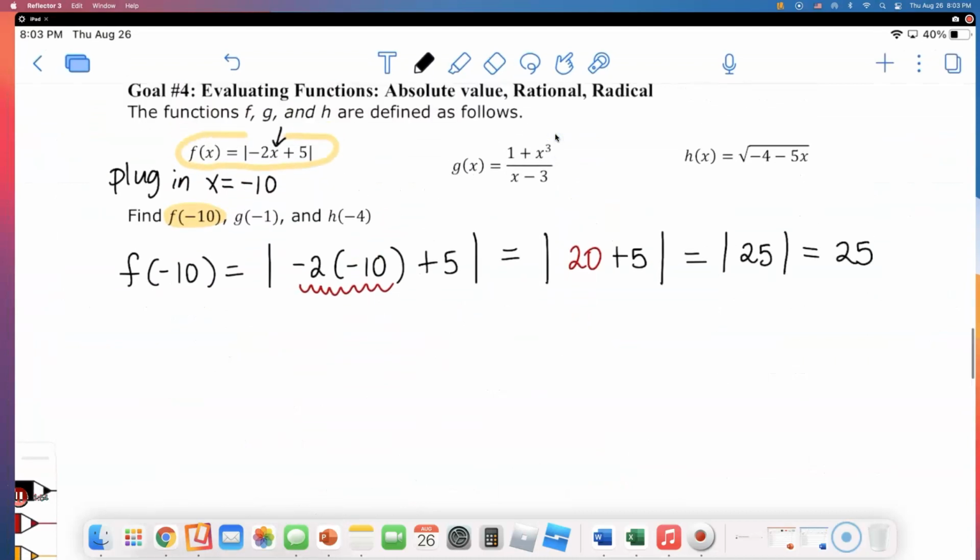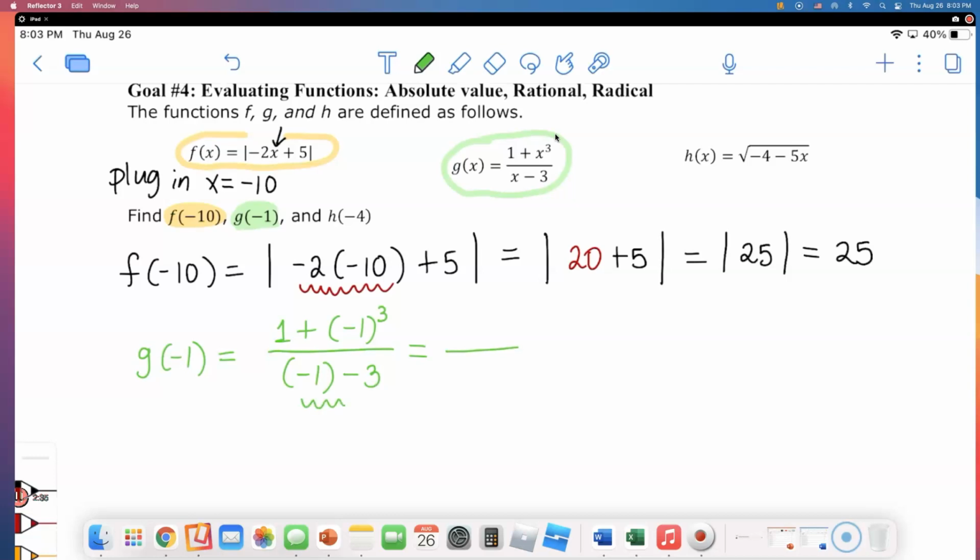Okay, next one. What's the second one? g of -1. Let's plug in -1 into g. Ooh, look, that's a rational function. It's a fraction function. So when I plug in -1 into g, I have to plug in -1 on top and in the bottom. So I'll go ahead and make that substitution. That's going to be 1 plus -1 cubed over -1 minus 3. The bottom of the fraction is -1 minus 3.